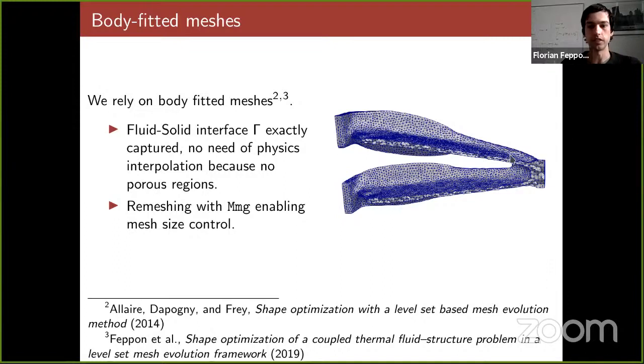So this is the kind of design that we obtain for mechanical structures, where we see that the optimization is giving us plates instead of bars, which is a result of using this kind of remeshing technique.